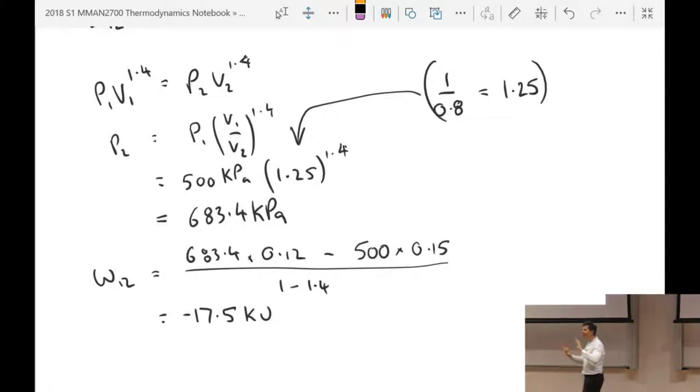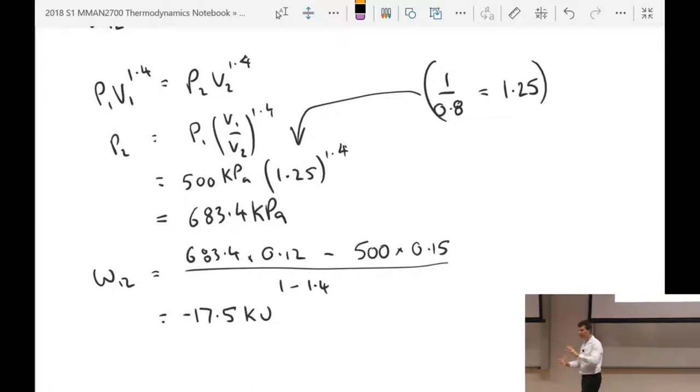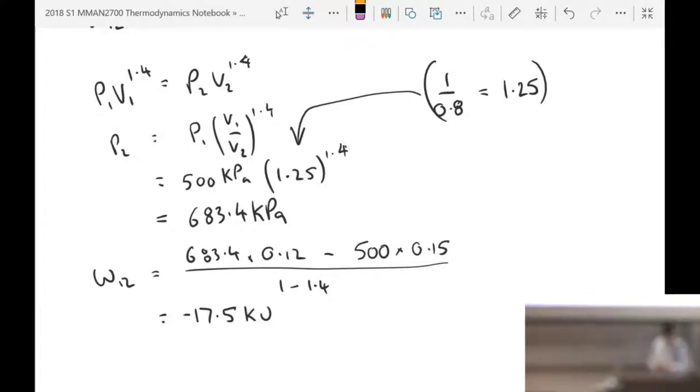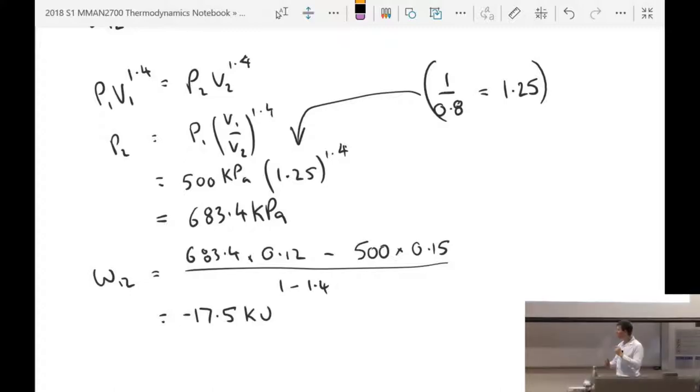So that says that when we compress something, when we compress a cylinder, it's the surroundings doing work on our system, so it's negative work, okay? And that comes out of using the formula correctly. You just want to validate that and check and see what's going on.